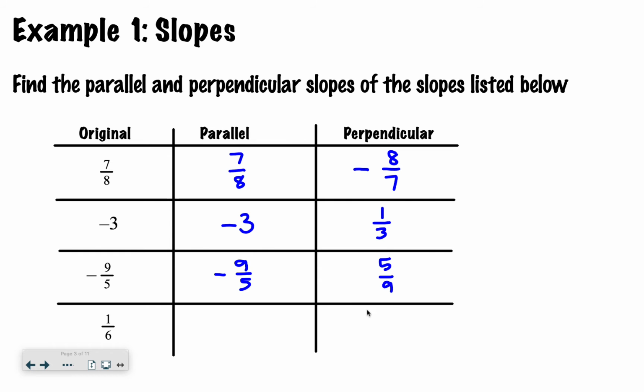5/9. And then our last one, original slope was 1/6, so our parallel slope is 1/6. Our perpendicular would go from positive to negative, and then it would go from 1/6 to 6/1, or just 6. So that's how you find your parallel and your perpendicular slopes.